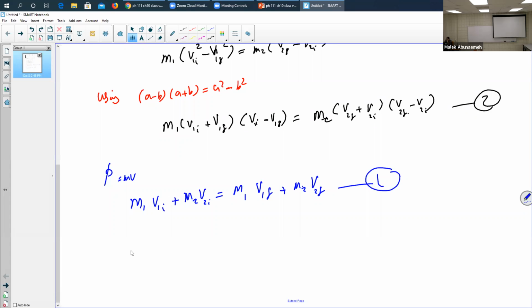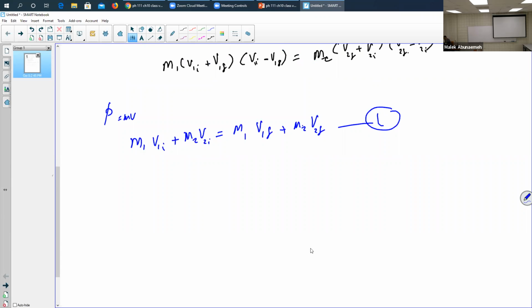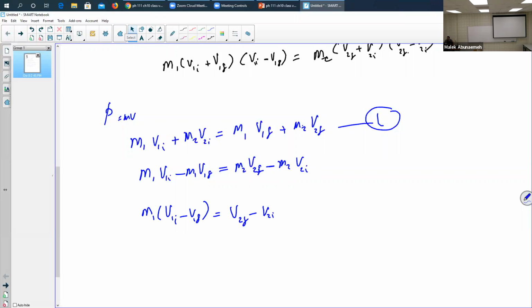All right, so organize this also. What you're going to have is M1 V1 initial minus M1 V1 final equals M2 V2 final minus M2 V2 initial. Everybody with me so far? Factor out M1: V1I minus V1F equals M2 times V2F minus V2I. That was still our equation 1.